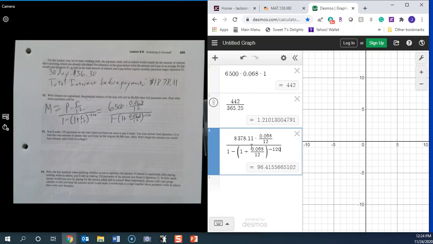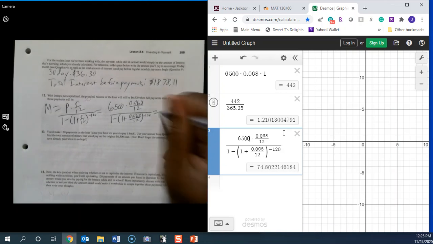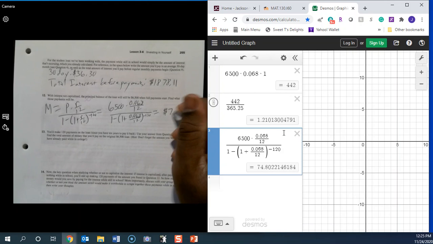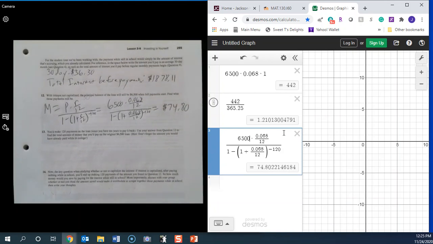Now, we will go right here to the calculator and we'll substitute in the 6,500. That's the only thing that has changed. Everything else was the same. So now your payments would be $74.80 if your loan remained at $6,500 instead of going up by that 1878.11. Now 13, you make 120 payments on the loan since you had 10 years to pay it back.